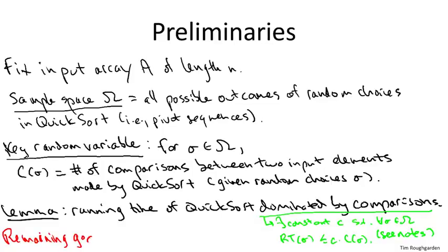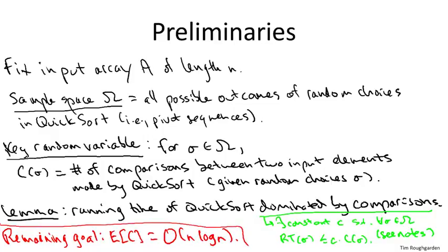So, given that the running time of quicksort boils down just to the number of comparisons, we want to prove the average running time is n log n. All we have to do is prove that the average number of comparisons quicksort makes is O of n log n. And that's what we're going to do. So that's what the rest of these lectures are about. That's what we've got to prove: that the expectation of this random variable C, which counts up the number of comparisons quicksort makes, is for this arbitrary input array A of length n, bounded by big O of n log n.